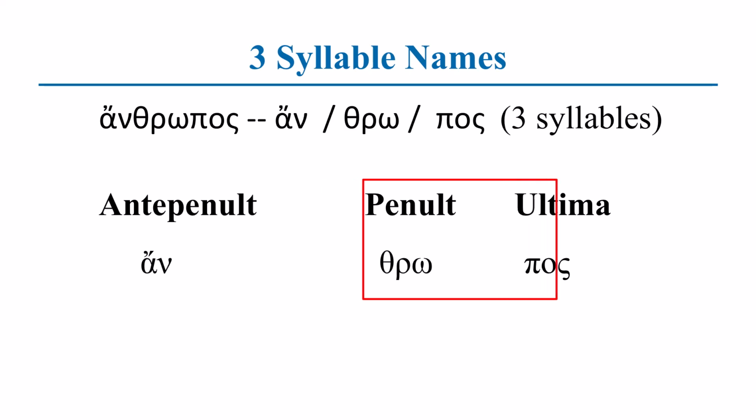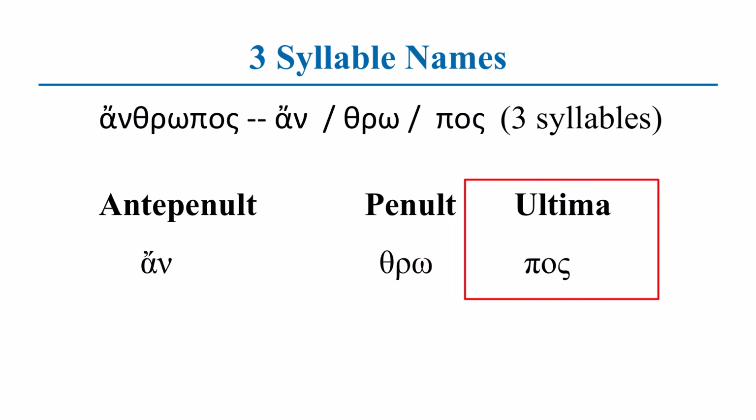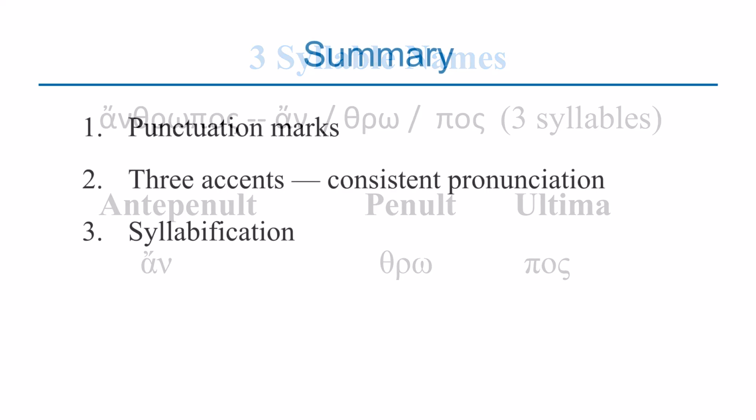The last syllable is called ultima. So you have antepenult, penult, and ultima. What is important here is to practice reading the words and practice syllabifying them, because if you can divide the word, that gives you a clue on how to read or pronounce it.